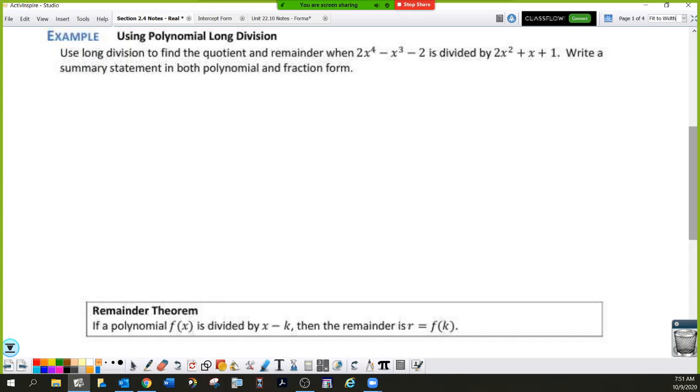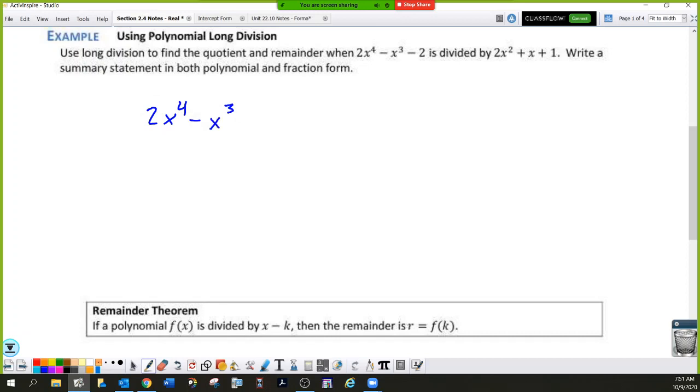That's the good news, if you know how to do long division, that is. So it says use long division, yuck, but we have to, to find the quotient and the remainder when 2x to the fourth minus x to the third minus 2 is divided by that quadratic, and write a summary statement in both polynomial and fraction form. That's probably new, but don't stress, it's not hard, I promise. At least the ending stuff. Now, I won't say that it's a quick process. It's definitely not a quick process. We are dividing a quartic by a quadratic.